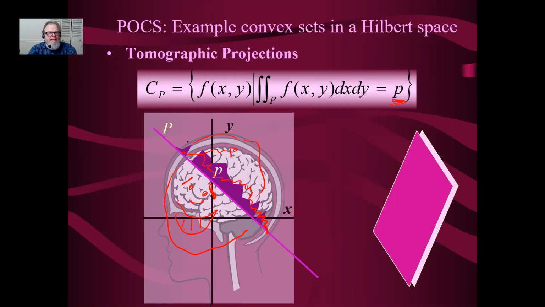Notice that this is kind of the same thing as a constant area, because the integral of all of these signals is the area under that one-dimensional slice, and that has to be equal to P. So for a given P, a given path, if we integrate this two-dimensional function along this path in one dimension and we get P, the set of all images f of x, y that satisfy this form a convex set.